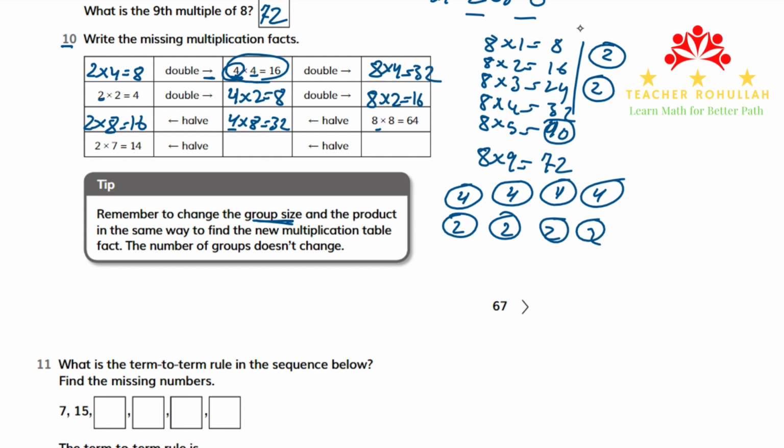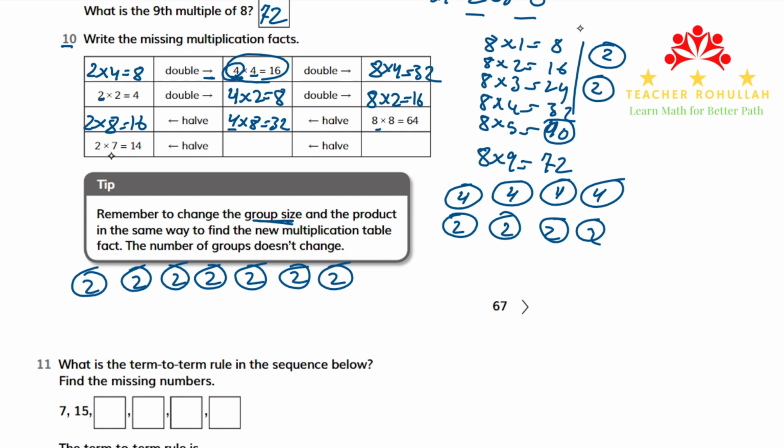In the last row, we have 2 times 7 equals 14. In this case, we have 7 groups: 1, 2, 3, 4, 5, 6, 7. We have 7 groups. And in each group, we have 2 numbers: 2 here, 2 here, 2 here. So in each group, we have 2 numbers and we have 7 groups of those 2.